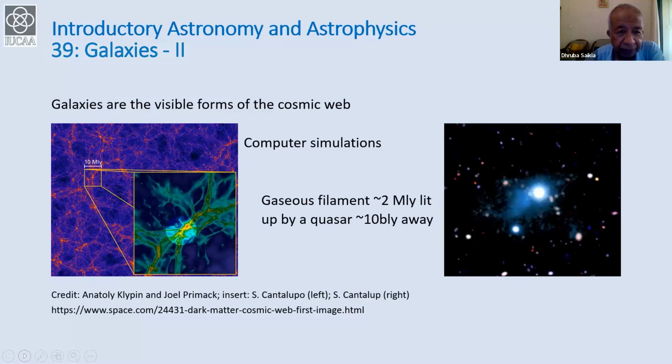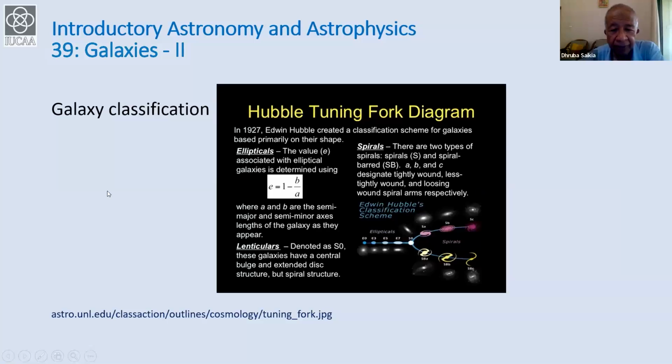On the left is a computer simulation, and these are just visible forms of the cosmic web, galaxies, as we said. And galaxies, by and large, follow such structures when you plot them in position and velocity space. And on the right is a gaseous filament where about a 2 million light year cloud has been lit up by radiation from a quasar. The quasar is located about 10 billion light years away from us. So you can see all kinds of exotic phenomena happen in the universe when we look at different kinds of galaxies.